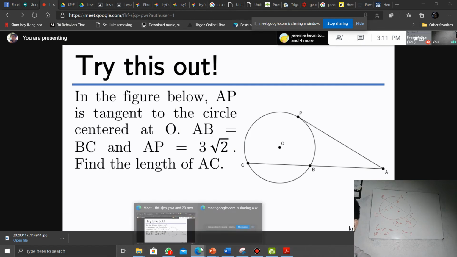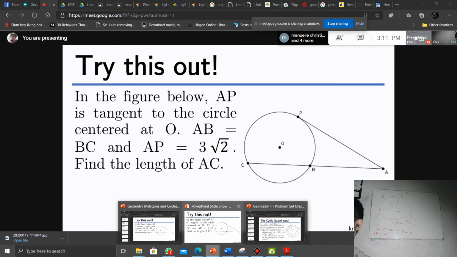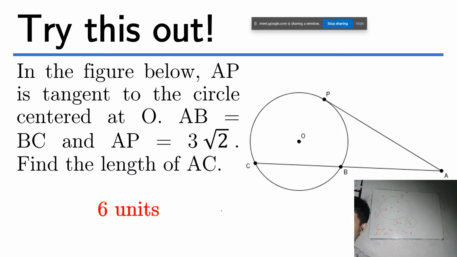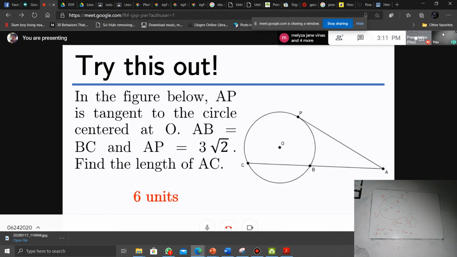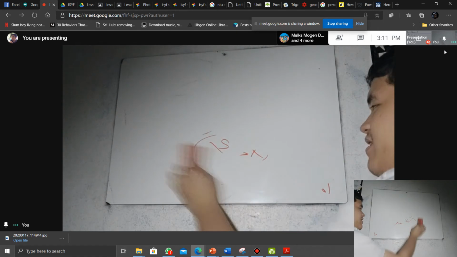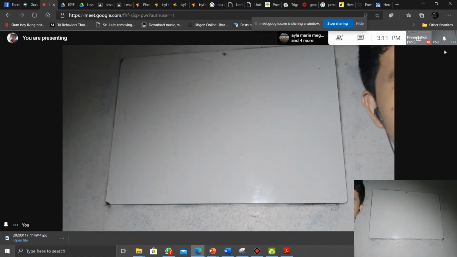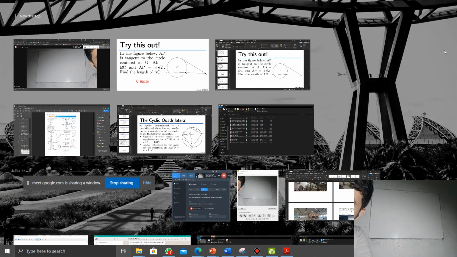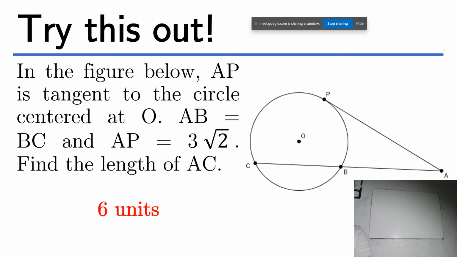Okay, pakita ko na lang ha. Ganun talaga. Pag first time yung natutunan nito, medyo nakakalito siya at first. Pero tama, 6 units. Sige, let's see. Teka lang ha. Okay, so, ito. T, A, B, C, O. So, 80 equals 3 square root of 2.